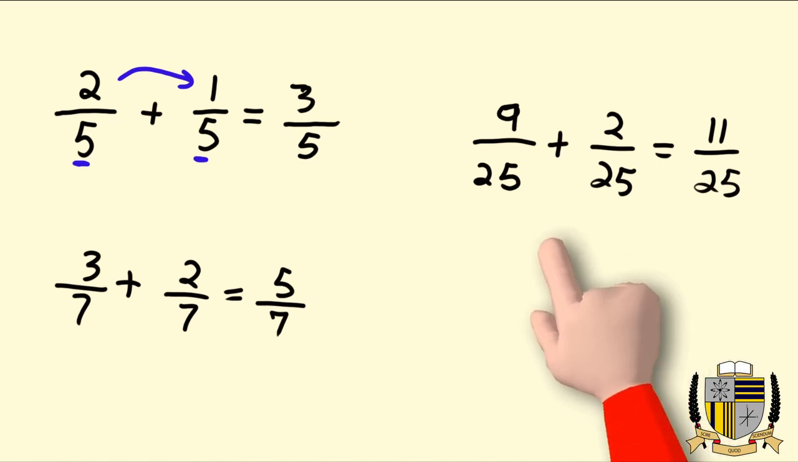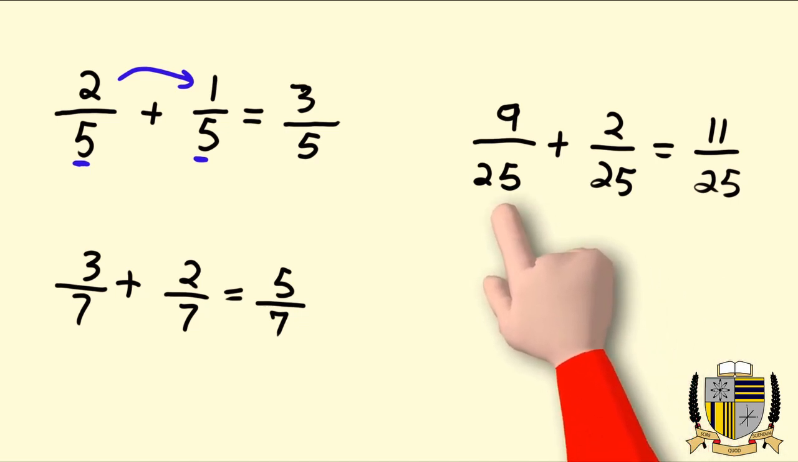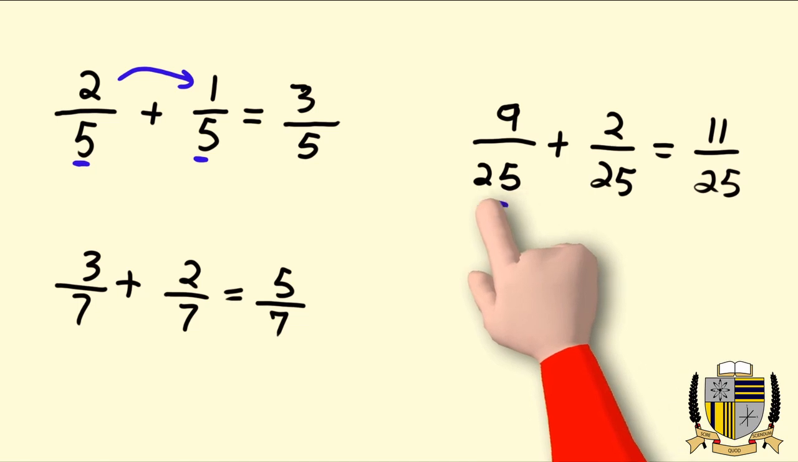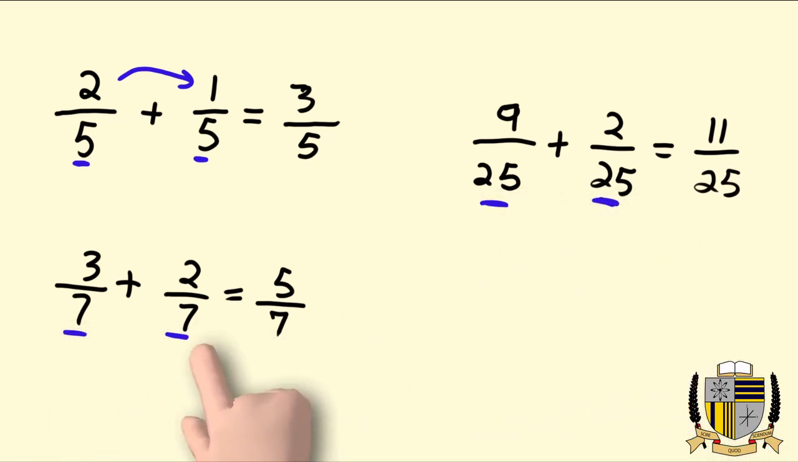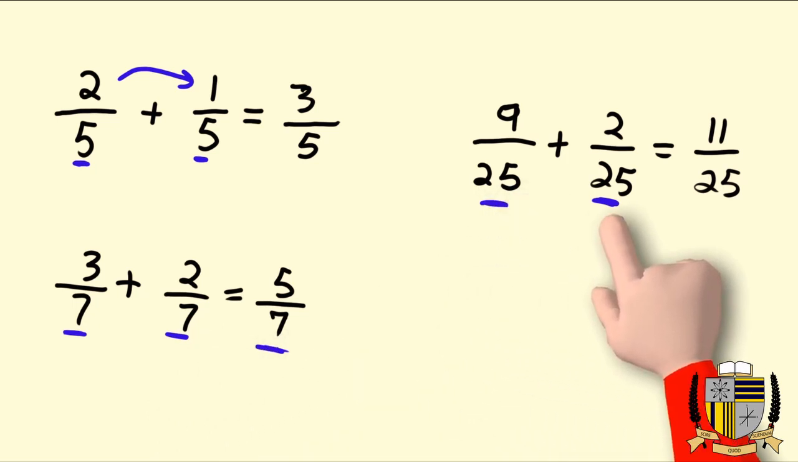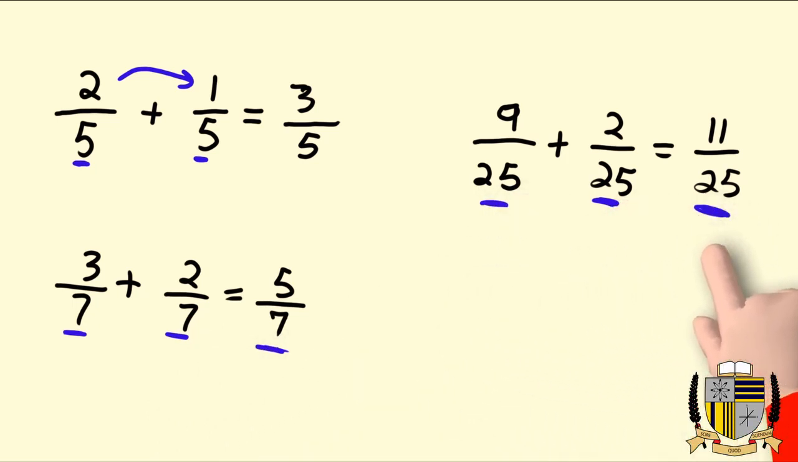So it's straightforward once we have the common denominator. They're the same number, so the denominator stays the same number. Common denominator. Addition of fractions.